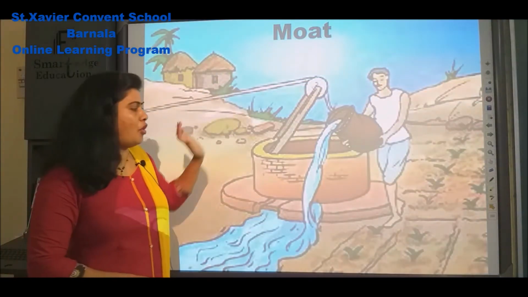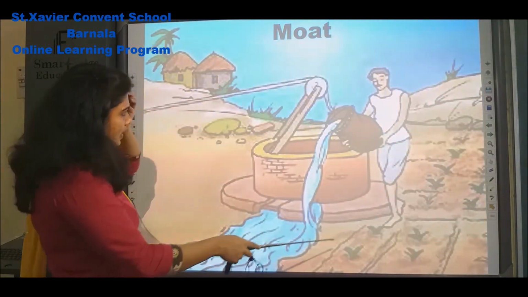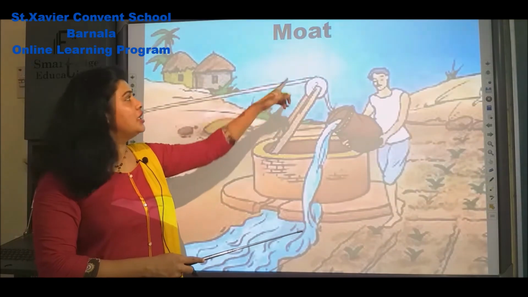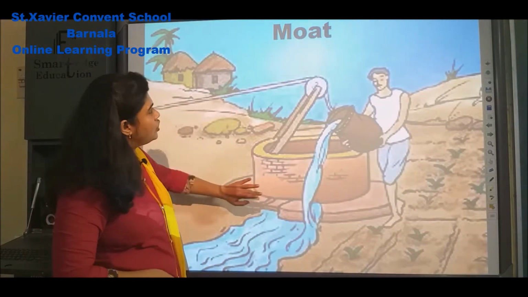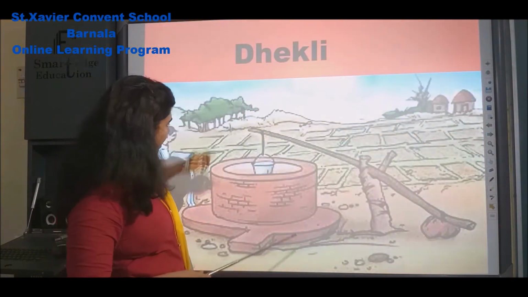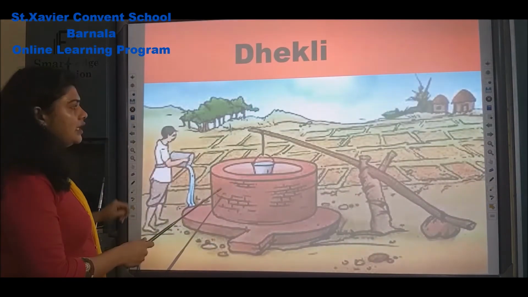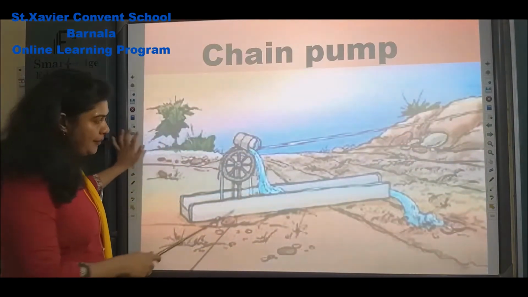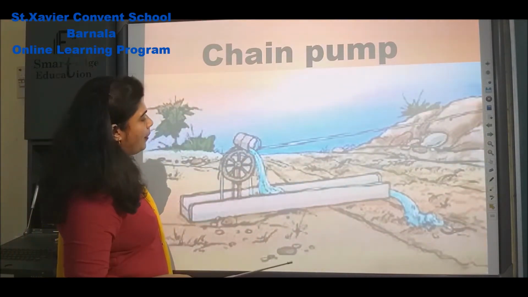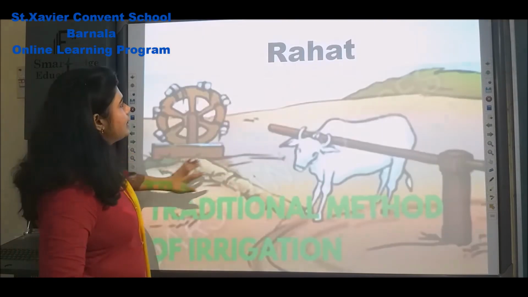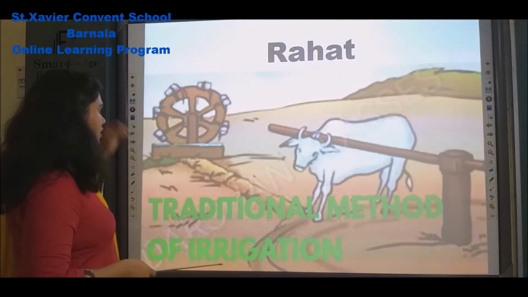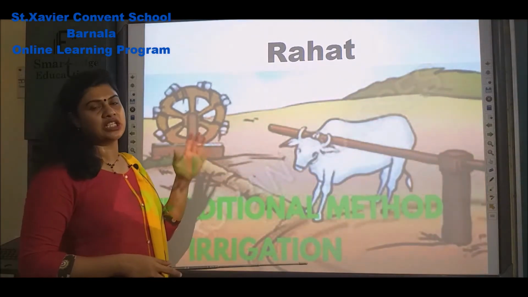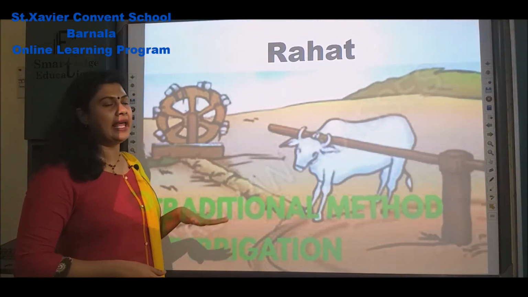First one is mode. Here you can see mode. This was the first method of irrigation used in earlier days. Next one is dekli. Here also you can see the picture, then you will understand easily. Next is chain pump. This chain pump is used for lifting water. Next one is rahat. This is also a traditional method of irrigation. These are the pictures of traditional methods of irrigation we used in earlier days.